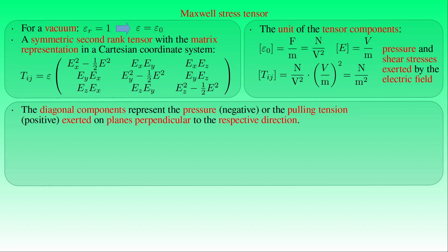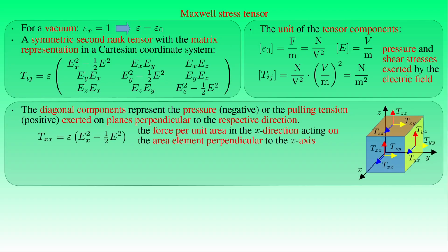For example, let us consider the XX component of the stress tensor, given by the absolute permittivity epsilon times the difference between the square of the X component of the electric field strength E and 1/2 times the square of the magnitude of the vector E. This component describes the force per unit area in the X direction acting on a planar surface element perpendicular to the X-axis. In the figure, this component is represented by the blue arrow pointing outward from the blue face of the rectangular volume element with faces parallel with the Cartesian coordinate axes.